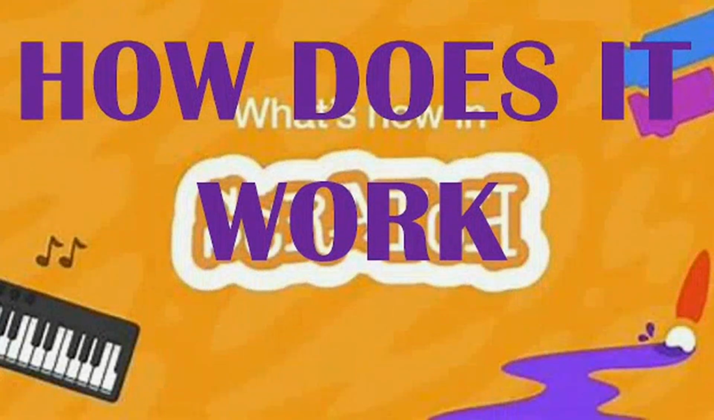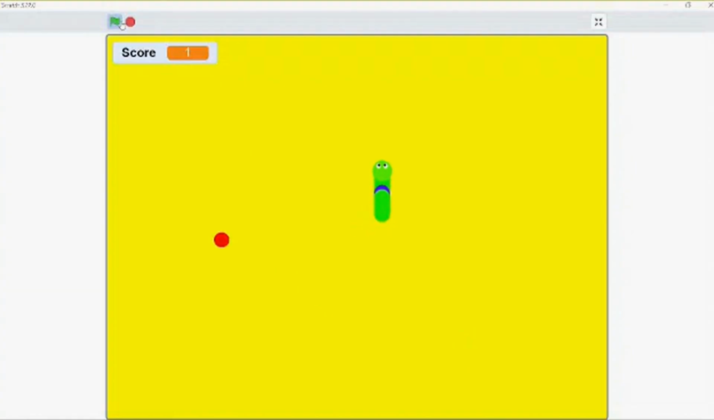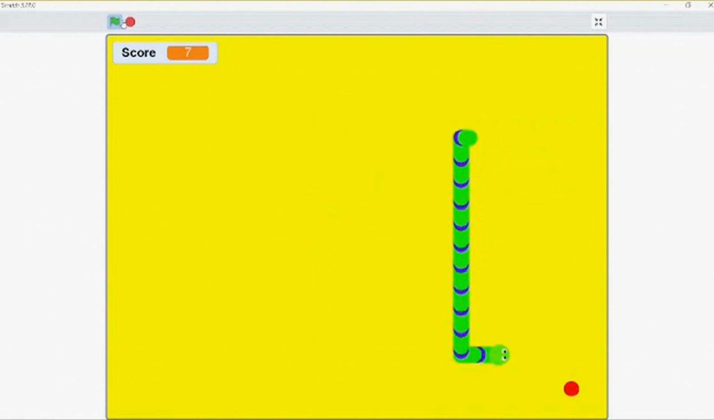How does this game work? This game starts when you press the flag button, and then you have to navigate the snake using arrow keys and grab the apples. You have to take care that you do not hit yourself when you are too big or you will die. Each apple consumed increases your score by 1.